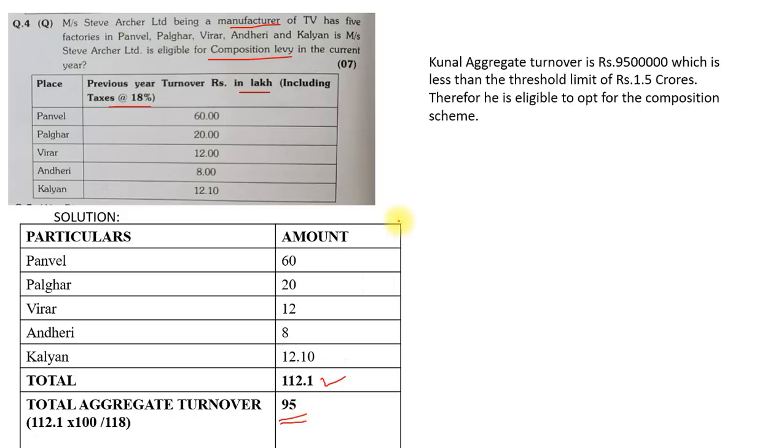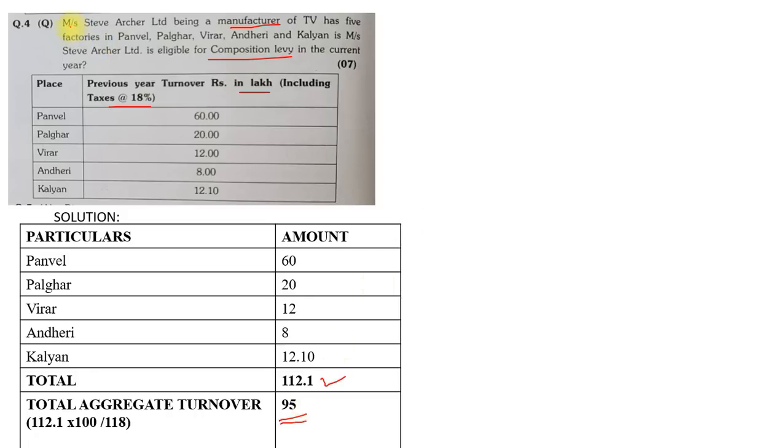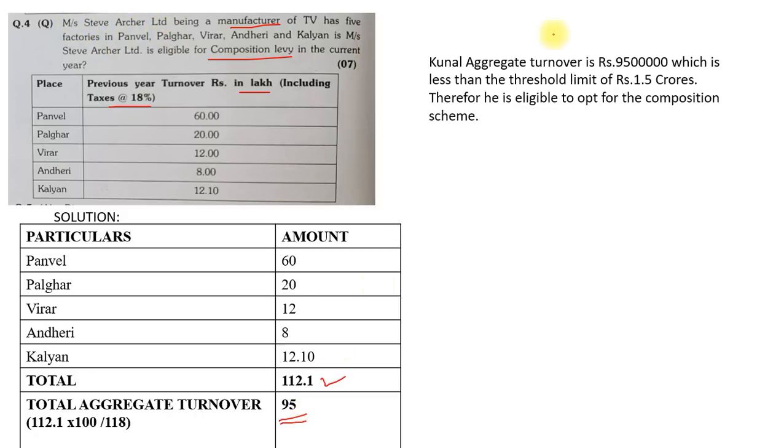So now it's given that it is Messrs. Steve Archer. So we'll write here, Steve Archer's aggregate turnover is 95 lakhs, which is less than the threshold limit of 1.5 crores. Therefore, he is eligible to opt for the composition scheme. If it goes beyond 1.5 crores, they wouldn't be eligible, but since it is less than 1.5, they are eligible.